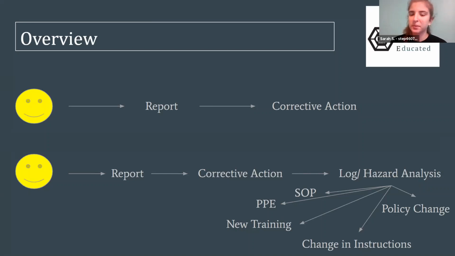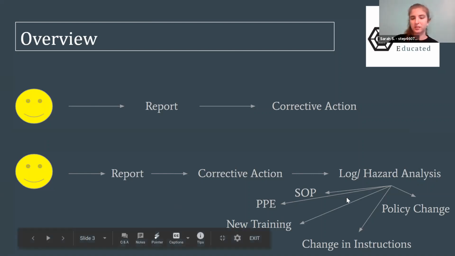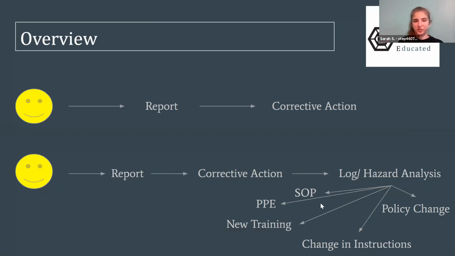And so you can pretty much figure out more of the root causes of why people are getting hurt. This is hopefully to help reduce your injuries. So you want to make sure that you're keeping track of this. This is pretty much a very generalized overview of what normally happens.